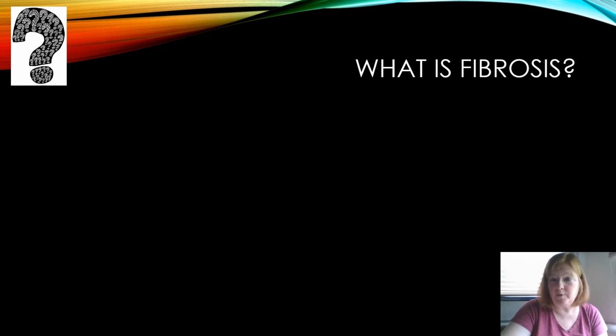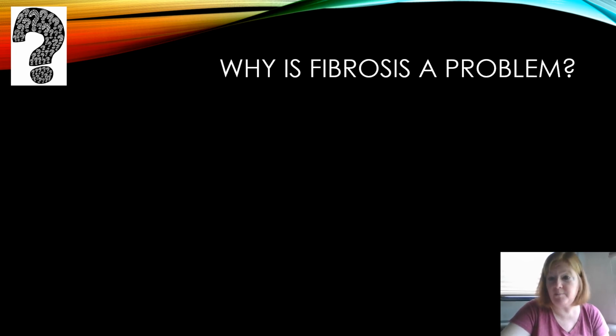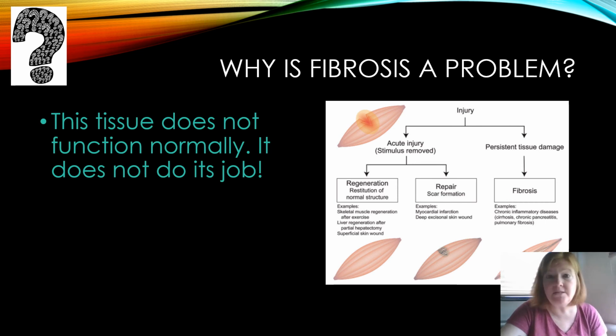So what is fibrosis? When normal tissue does not regenerate, it doesn't get repaired, the tissue is permanently replaced with scar tissue or collagen fibers, and then this affects function. Why is fibrosis a problem? Because the tissue does not function normally. It doesn't do its job. The fibrosis does not behave like a skeletal muscle, it does not behave like cardiac muscle. It doesn't do its job.